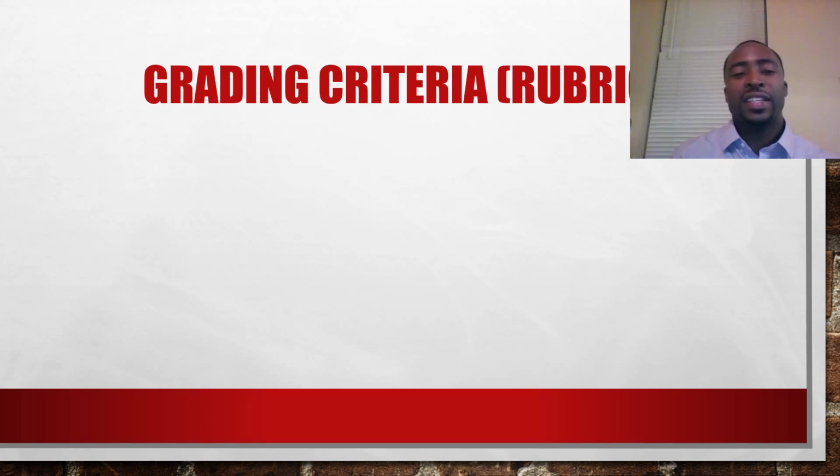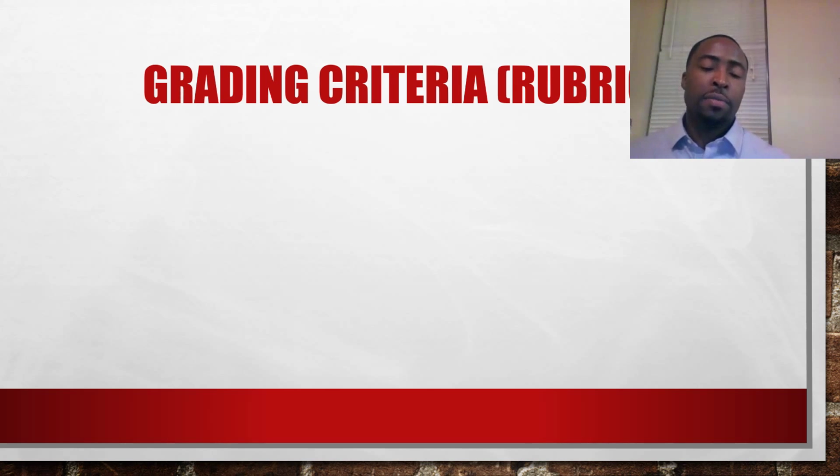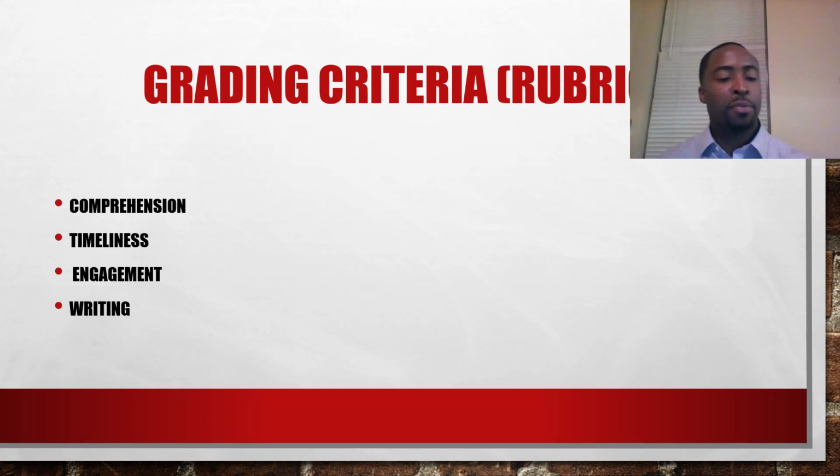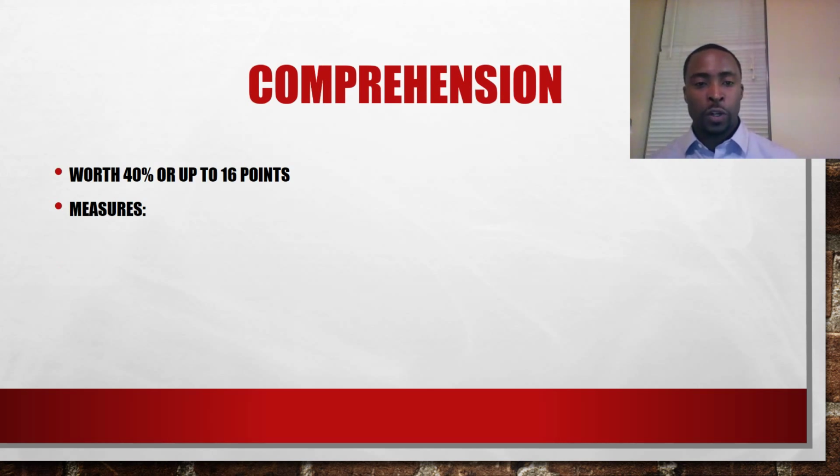All right, now let's look at some of the grading criteria, because how we grade, we use a rubric. It's very simple. It breaks down 4 different topics: comprehension, timeliness, engagement, and writing. And now I'm going to go into detail for each one.